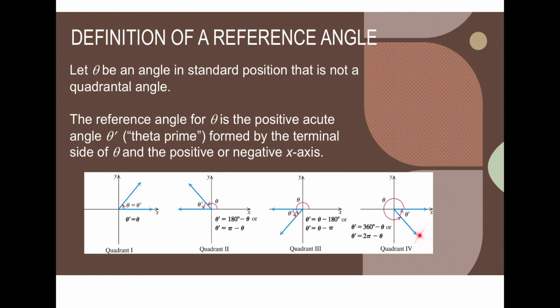For quadrant 4, we're going to take this angle that we have, and we're going to go 360 minus that angle. So if we take the whole amount and then subtract out this, what we have left is that.